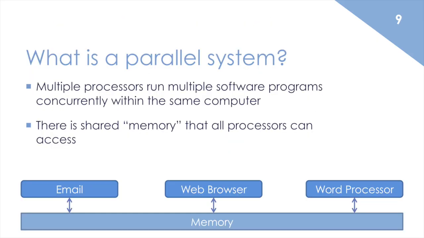So more generally, let's discuss what a parallel system is. A parallel system includes multiple processors running multiple software programs concurrently within the context of the same computer. So you see this every day in your everyday use of computer systems, in that you have an email program, perhaps a web browser, a word processor, and they're all sharing a common system memory.